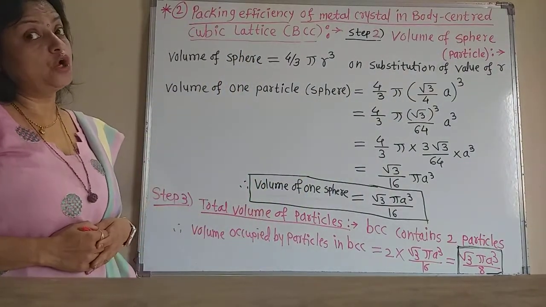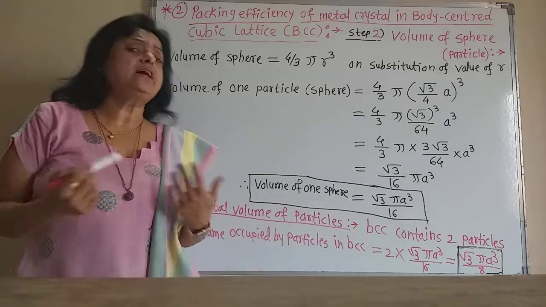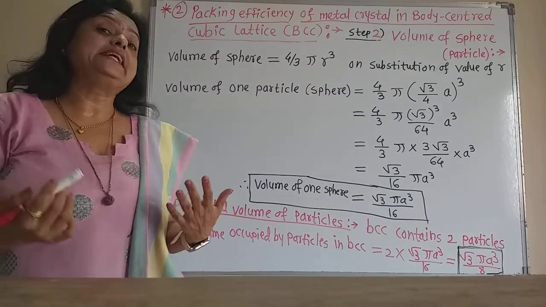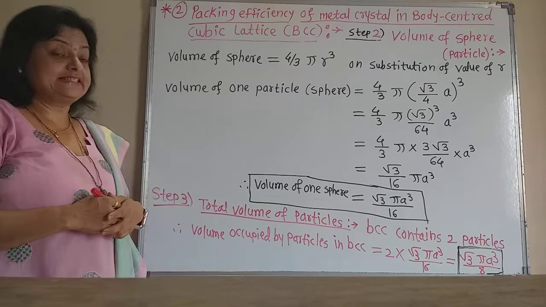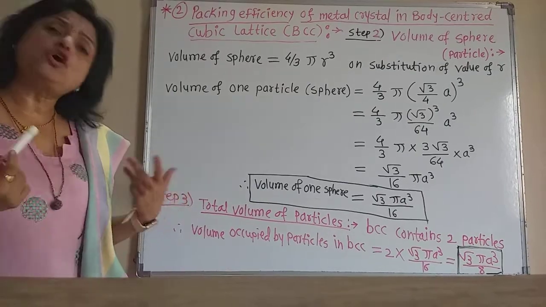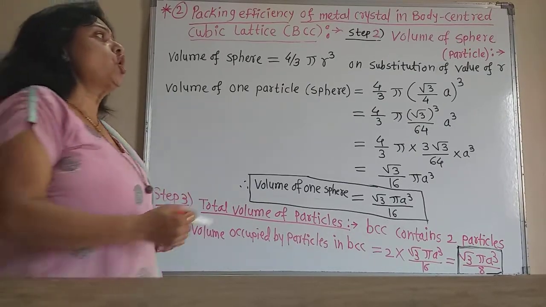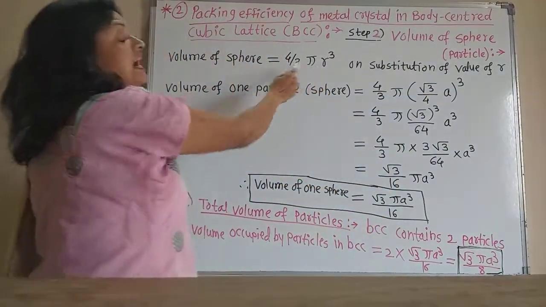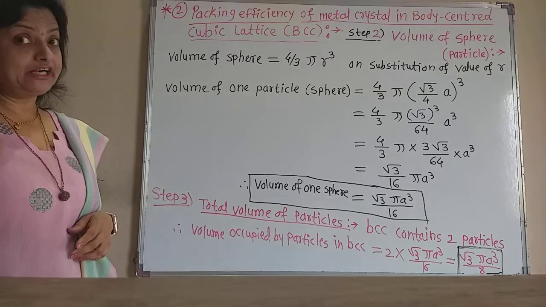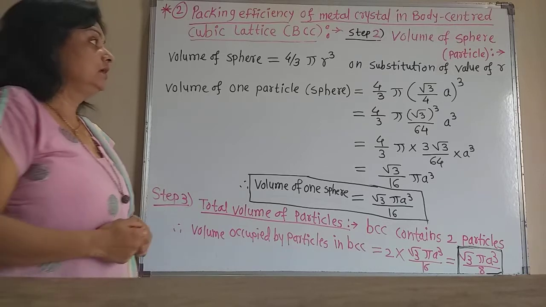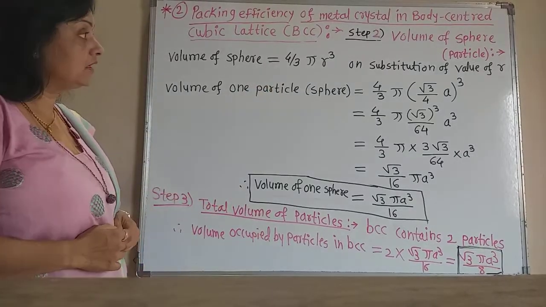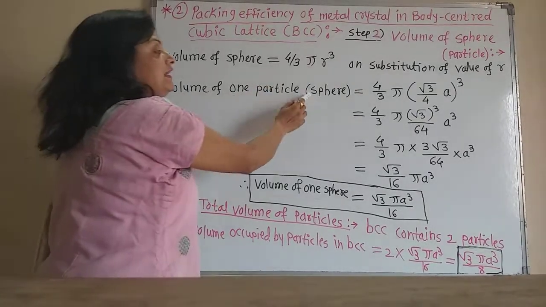Now how do we calculate the volume? We know the formula of volume of the sphere from the 10th standard. What is that? 4 by 3 pi r cube. This is the volume of the sphere, and volume of the sphere means volume of the particle, one particle. So on substituting the value of radius r, which we calculated in the first step, root 3 divided by 4a, we obtain the volume of one particle, that is the sphere.